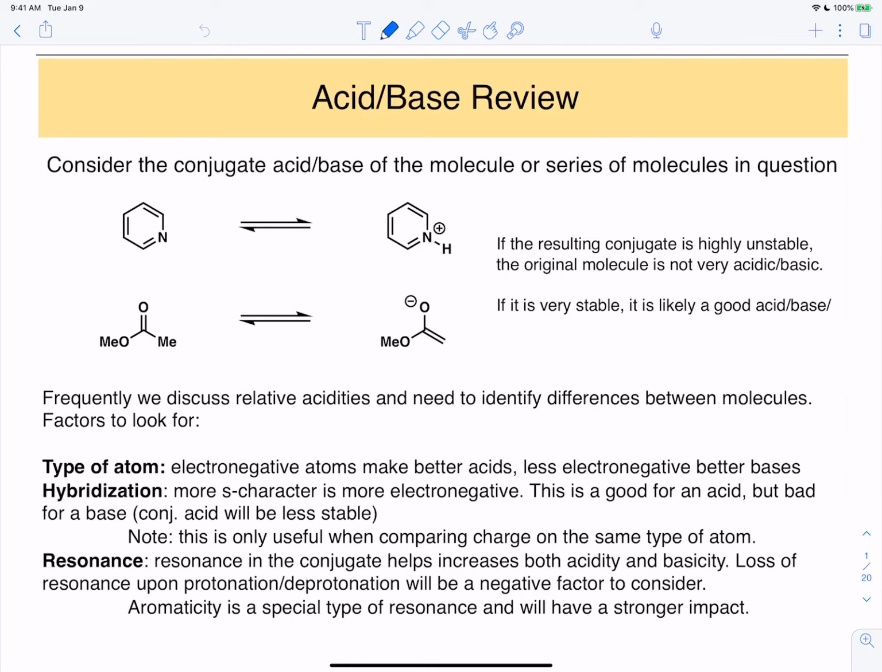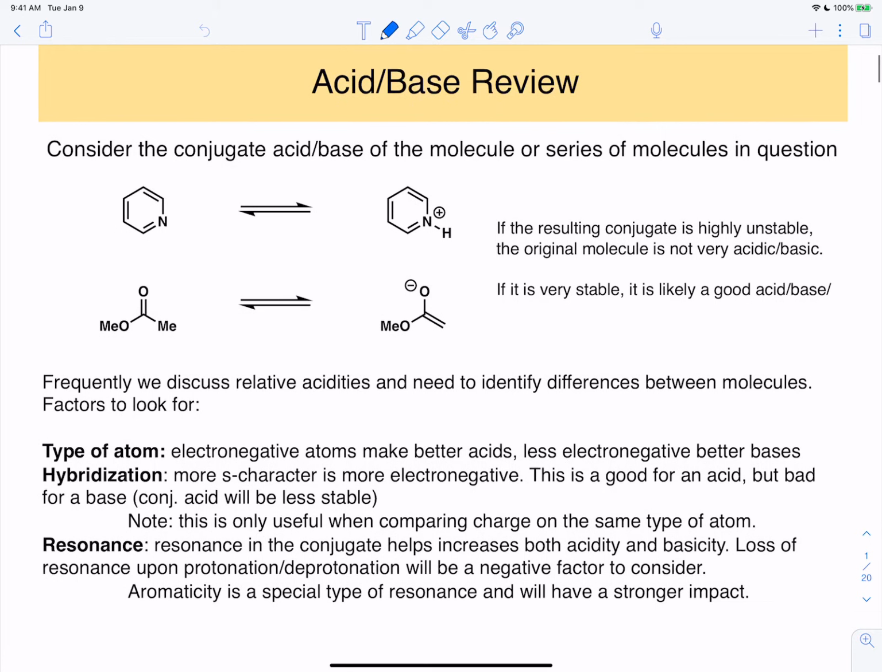All right, now time for another part of the final review series. This is going to be a review on acid and base chemistry. So identifying what is a good base, what is a bad base, what is a good acid, what is a bad acid. And also I think I threw in some examples of electrophilicity and nucleophilicity, as these are sort of related concepts.